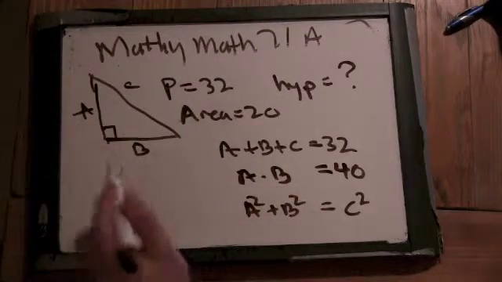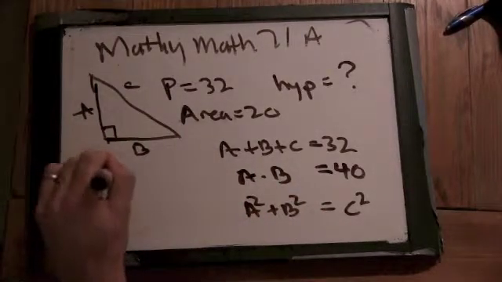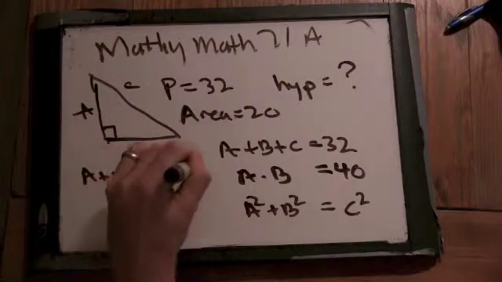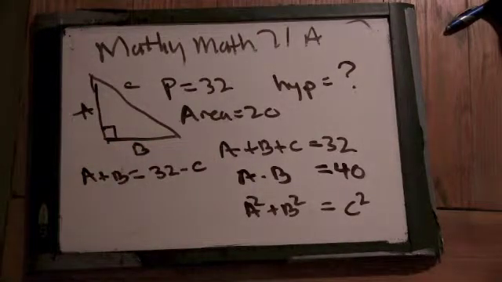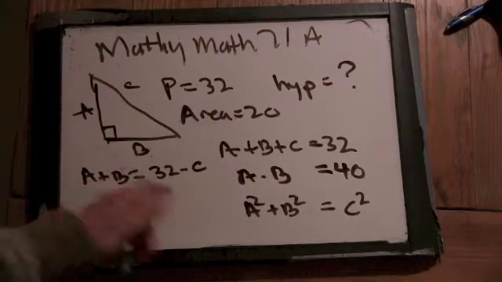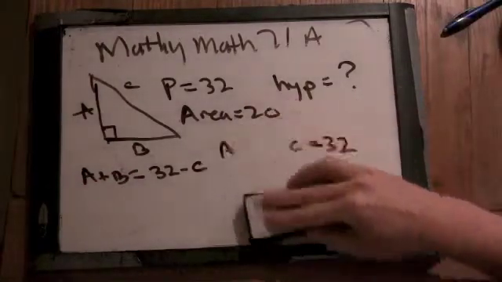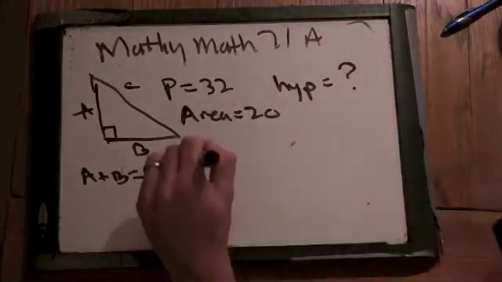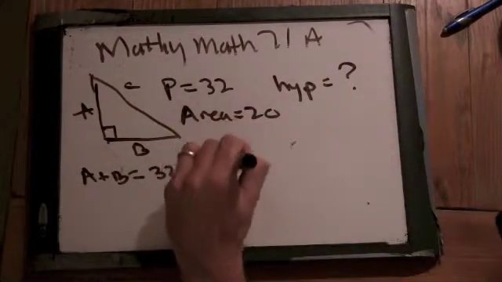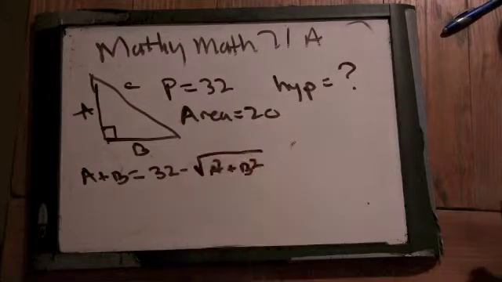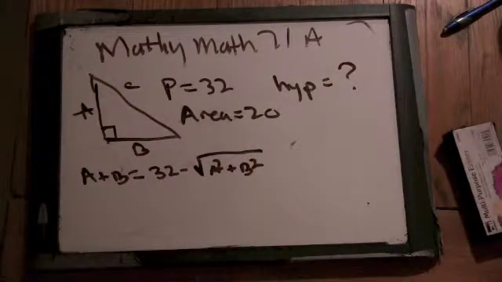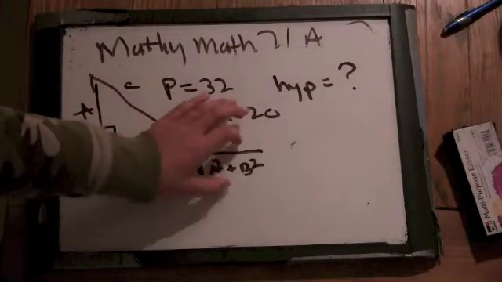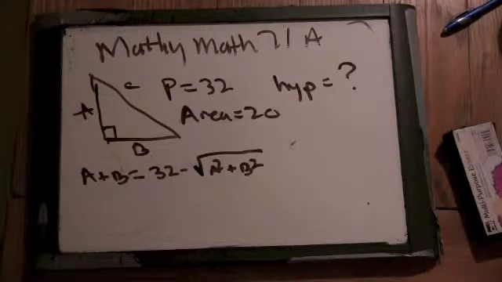So I said A plus B is 32 minus C. And then C equaled the square root of A squared plus B squared. So in order to write this out, I'm going to have to erase. So C was this, so 32 minus the square root of A squared plus B squared. And what did I do now? Well, now you squared everything so that maybe we could get rid of this. So what did I get when I squared everything?